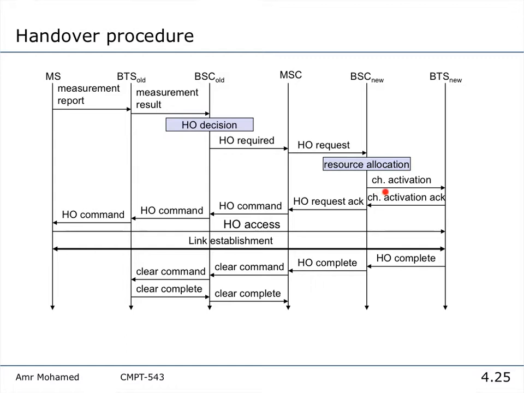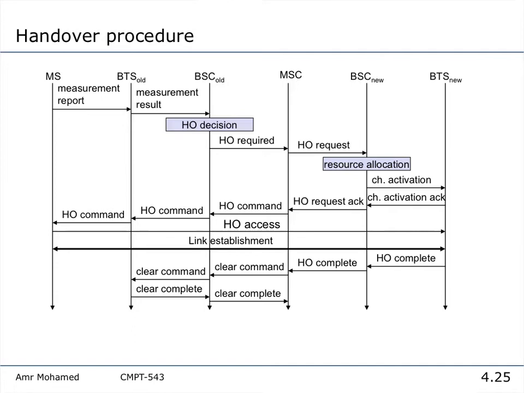So I did the resource allocation. I sent the channel activation request to the PTS to ask it to allocate this time slot, this physical channel, to this mobile station. And I get a positive acknowledgement, which means that now we have these resources reserved. Okay? So I send the handover request acknowledgement to the MSC. So now the MSC is quite sure that these resources are now allocated for this mobile station at the new base station subsystem, or BSS.